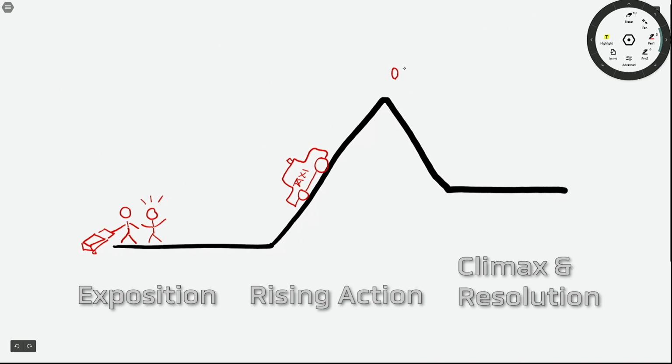Third, you have the climax and resolution or falling action. The climax is where the main character overcomes the conflict, and the falling action allows the conflict to be completely resolved. In my story, this is where I discover my driver is a nice person, and I proceed to have a really nice day with him.